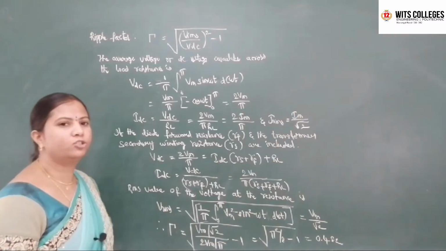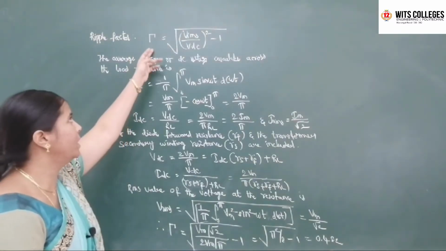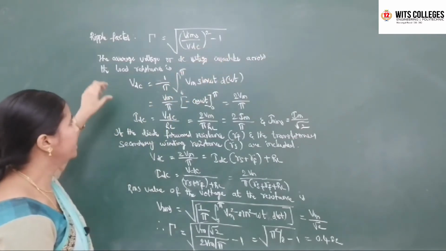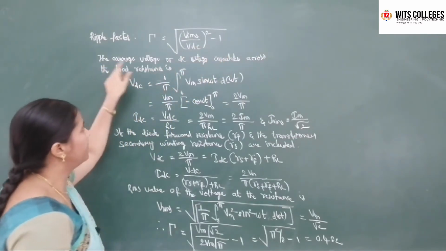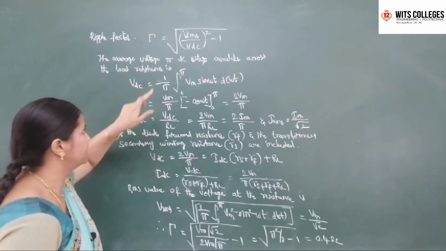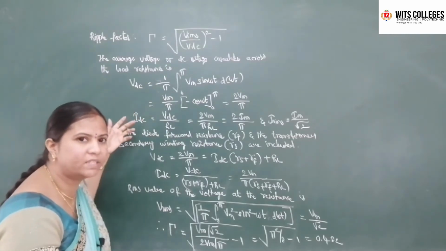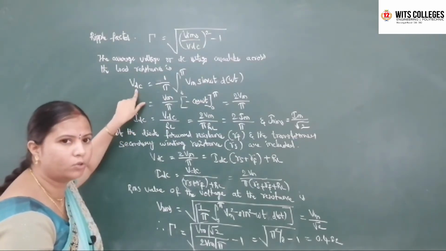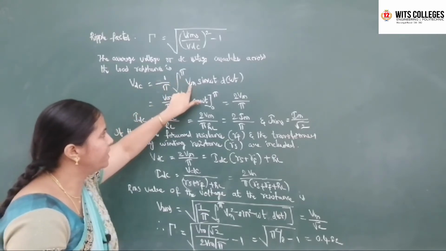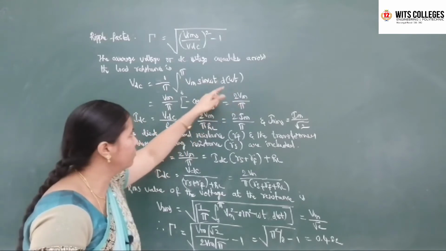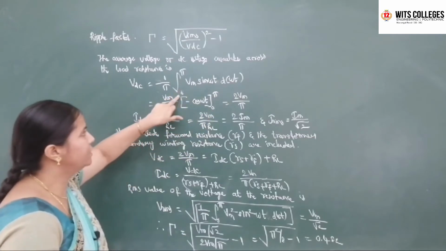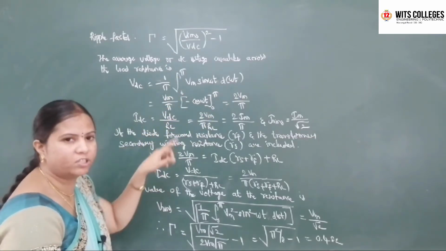Coming to the calculation of ripple factor, what is the ripple factor formula? It is the square root of (Vrms by Vdc) whole squared minus 1. To calculate the ripple factor, you have to calculate the average or DC voltage available across the load resistance, Vdc, and Idc. Vdc equals 1 by pi integral 0 to pi of Vm sin omega t d omega t. It is a sine waveform, so we take sin omega t with respect to d omega t, within the interval 0 to pi for the first positive cycle.